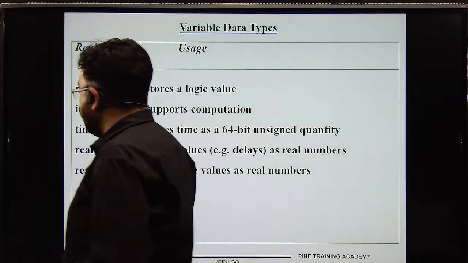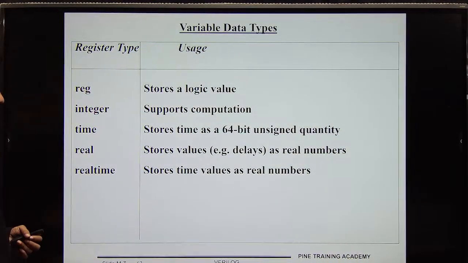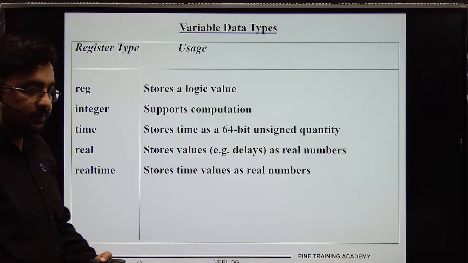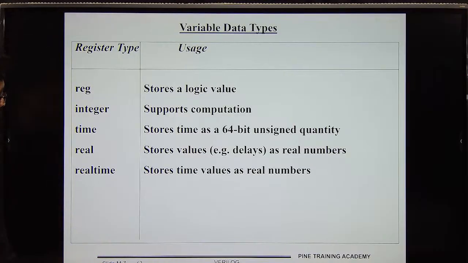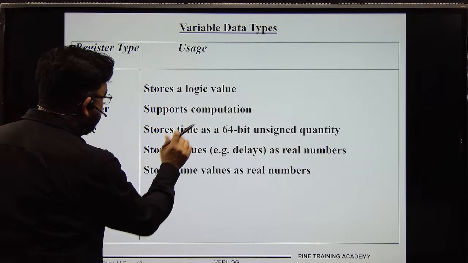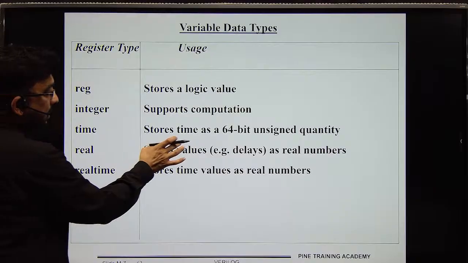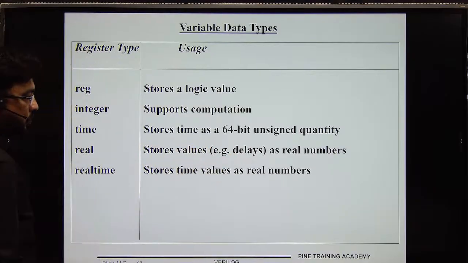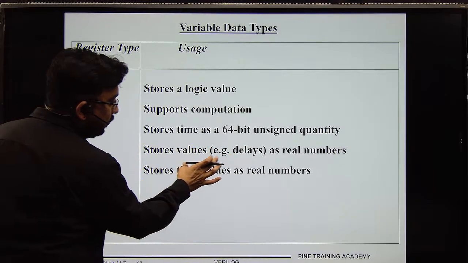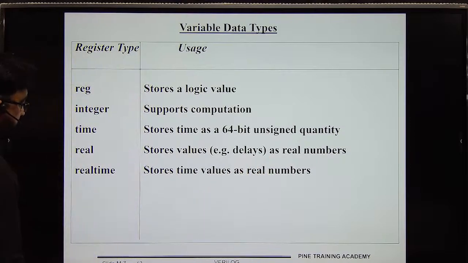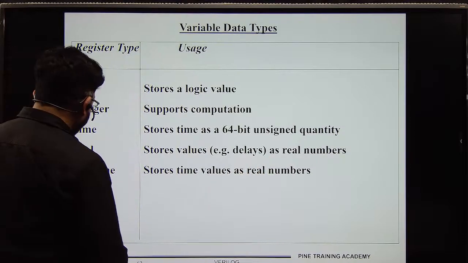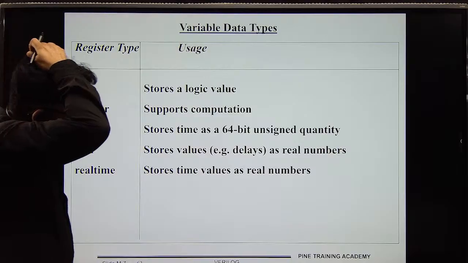So the variable data types are basically used for storage purposes. We have four or five. One is reg, which stores a logic value; integer, which supports computations; time, which stores time as a 64-bit unsigned quantity; real, which stores values like delay as real numbers in floating point; and real time, which stores time values as a real number.